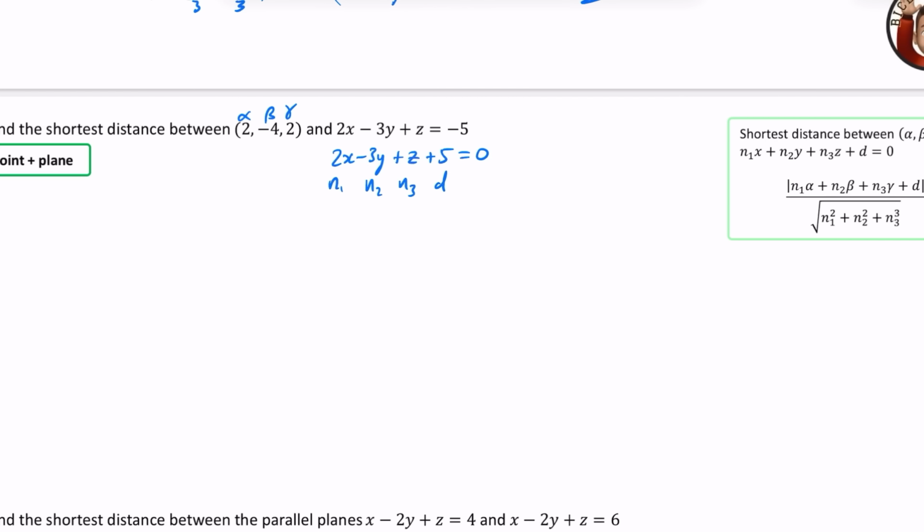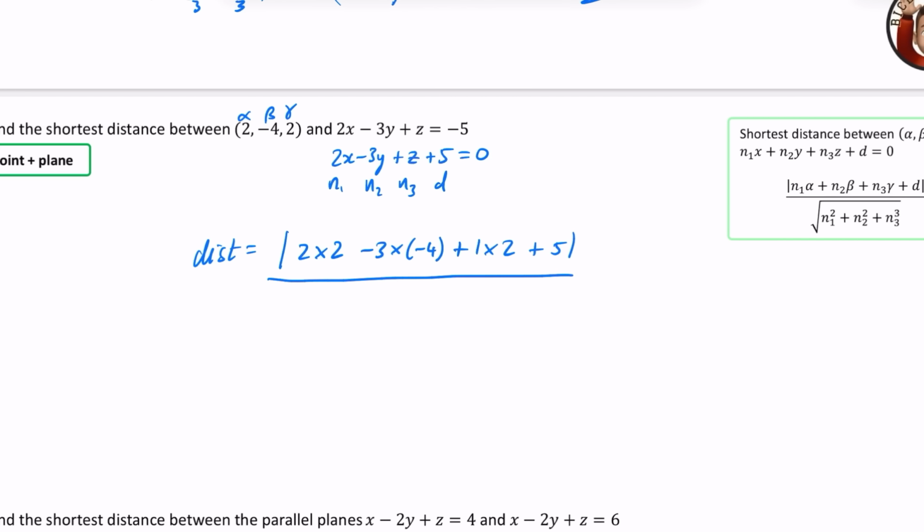So this means for this question that the shortest distance is going to be equal to the magnitude of the n1 and the alpha, so that's a 2 and a 2, the n2 and the beta, the n3, which is a 1, and the gamma, which is a 2, and then plus d, which is plus 5, and that's all going to be divided by the magnitude of the 2 squared, the 3 squared, and the 1 squared. Remember, it's these parts that it comes from over here.